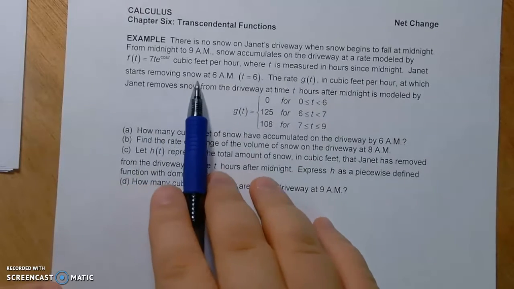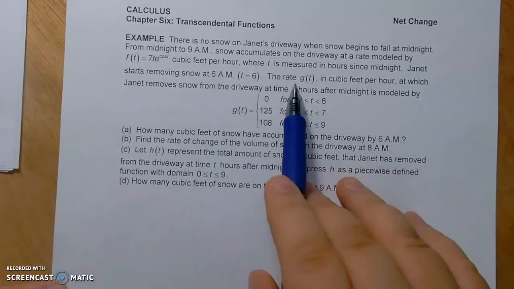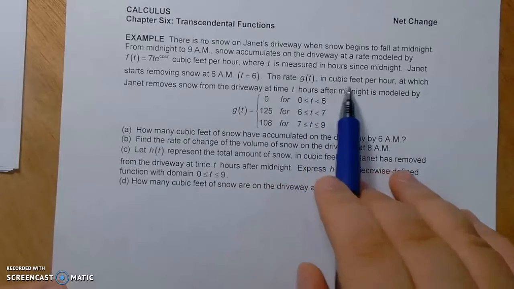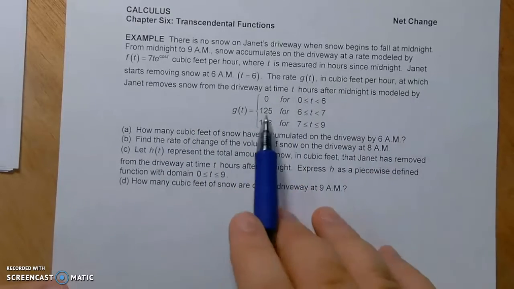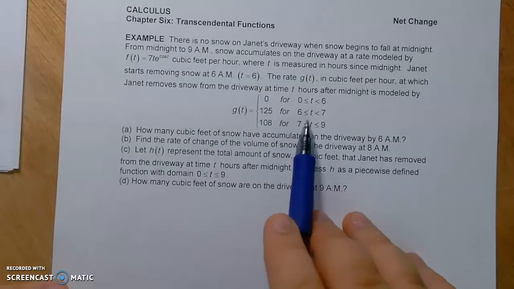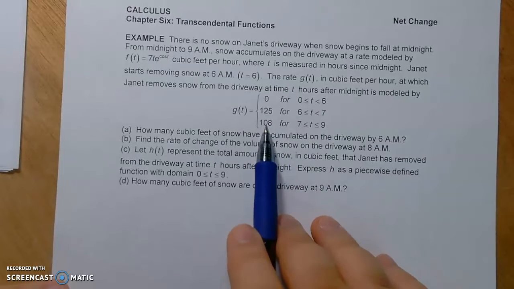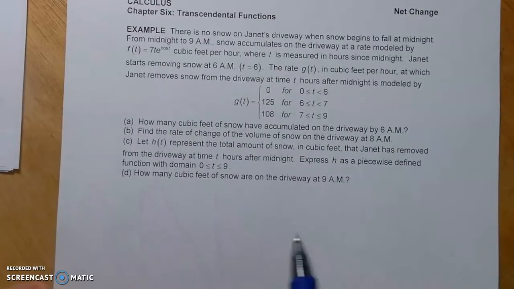Janet starts removing snow at 6 a.m., so she gets up and starts shoveling snow at 6. The rate g of t at which Janet removes snow from the driveway is modeled by this. So 125 cubic feet per hour to start with for the first hour. Second 2 hours, she goes a little bit slower. Makes sense, she got a little tired. So let's start with the questions here.